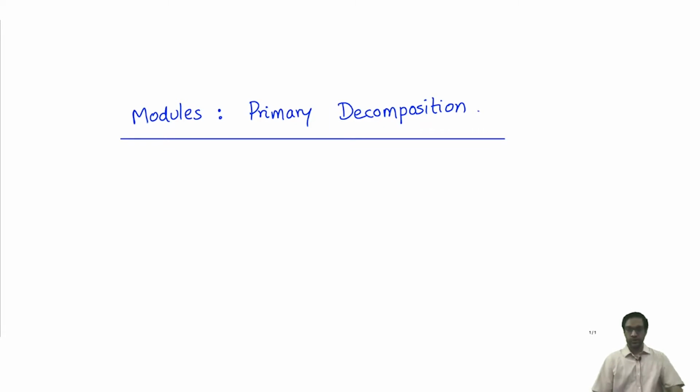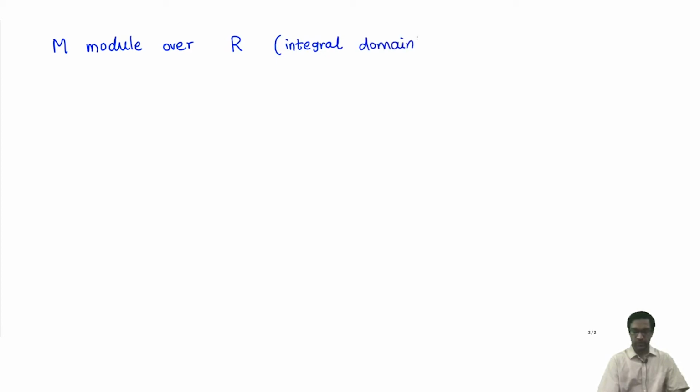Let's talk about the notion of primary decomposition of modules. So suppose I have a module M. The setup is the following. Suppose M is a module over an integral domain R. Remember, integral domain means that R is a commutative ring without any zero divisors. If I have a module over an integral domain, then it makes sense to define the following notion.